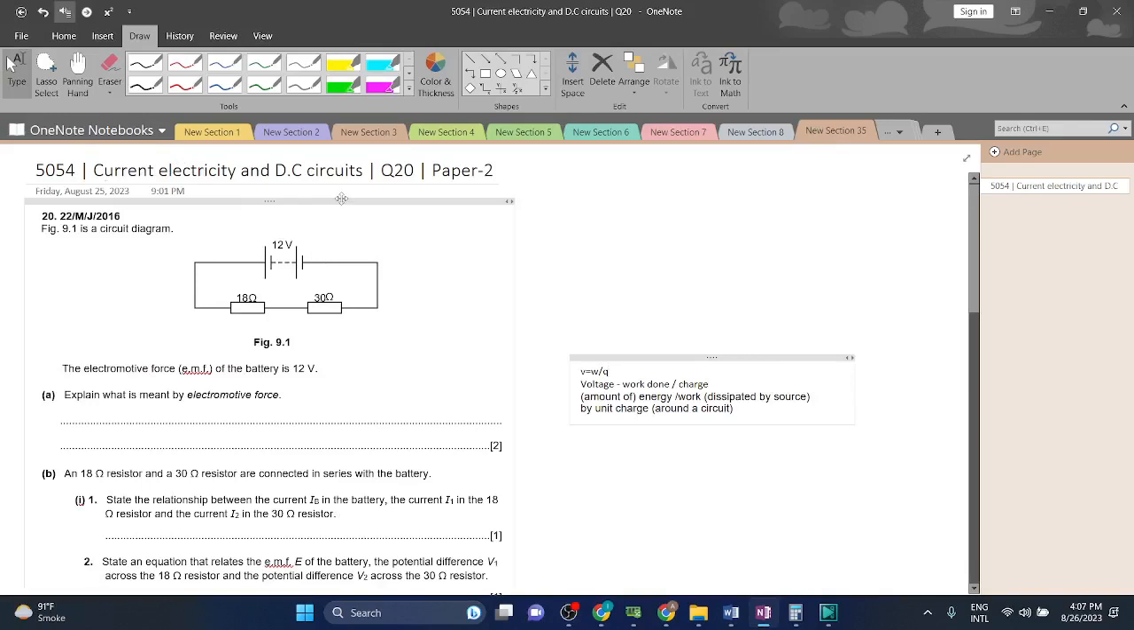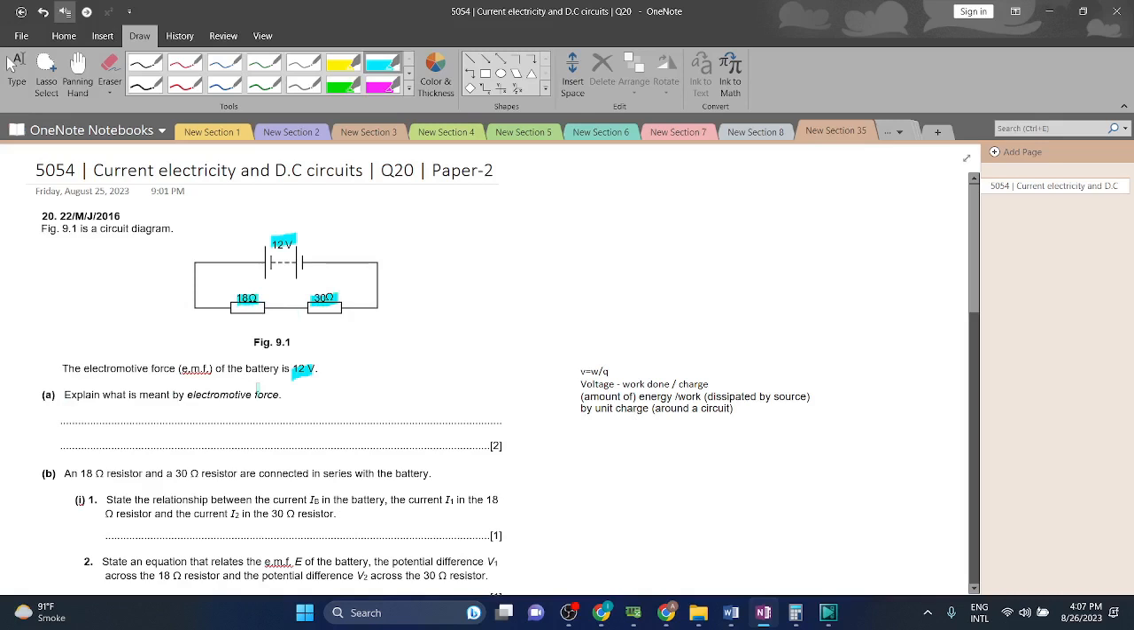Question 20, figure 9.1 is a circuit diagram. The electromotive force, EMF, of the battery is 12 volts. As we can see, the battery is 12 volts. There are two resistors in series, one is 18 ohms and the other one is 30 ohms. Explain what is meant by electromotive force.